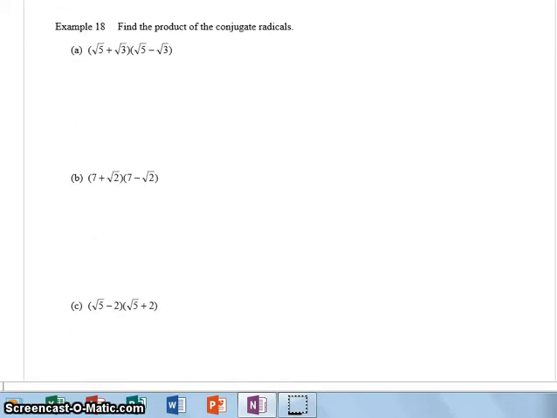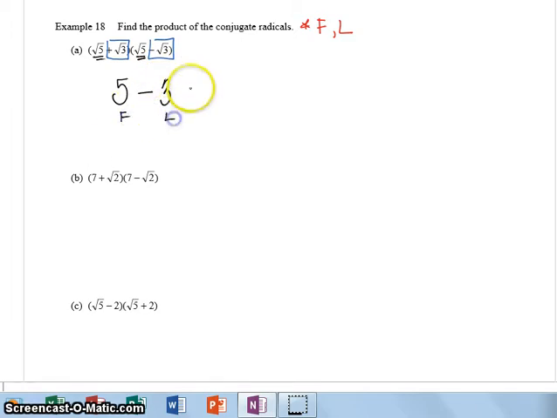Example 18: find the product of each conjugate radicals. Again, only need to multiply first and last because outers and inners cancel. So this times this is my first. Radical 5 times radical 5 is 5. And then my last, I have positive times a negative, so it's always opposite sign. It's always going to be a minus. Then radical 3 times radical 3 gives 3. 5 minus 3 is 2.